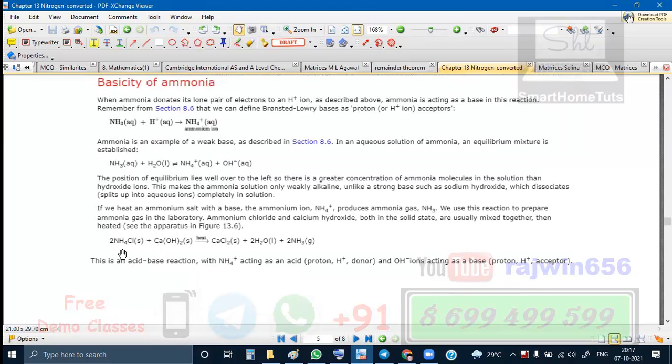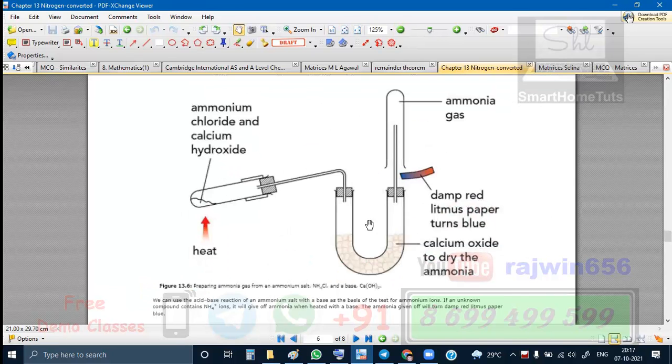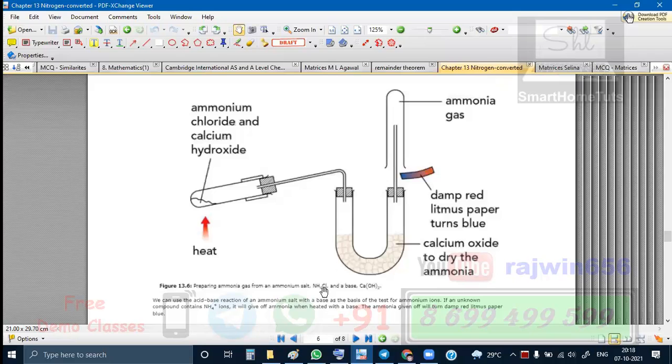Then there's ammonium salt. Ammonia is prepared in laboratory: ammonium salt reacting with calcium hydroxide. It produces calcium chloride, water, and ammonia gas. This is the diagram that is there. The solid mixture of ammonium chloride and calcium hydroxide is heated. It is made to pass through calcium oxide to dry the ammonia so that water vapors will get absorbed, and red litmus paper is going to turn blue. This is how ammonia is collected. You can see the test tube is inverted, showing that this gas is lighter than air.